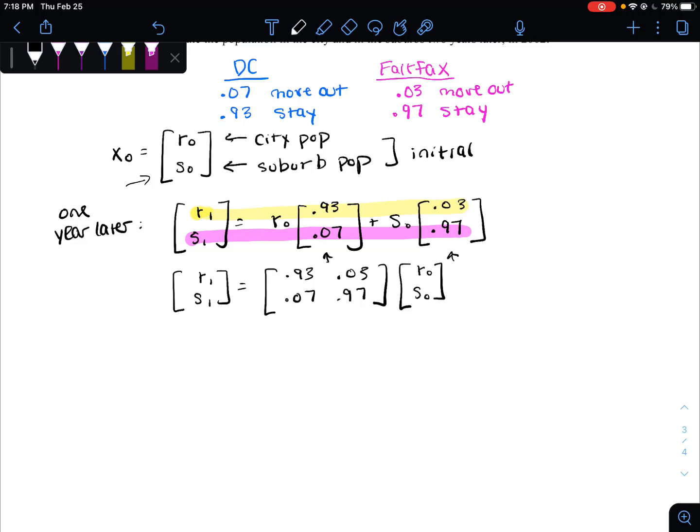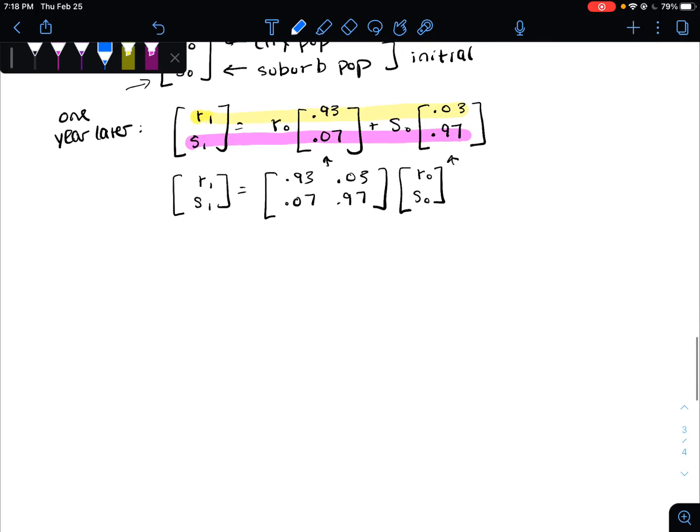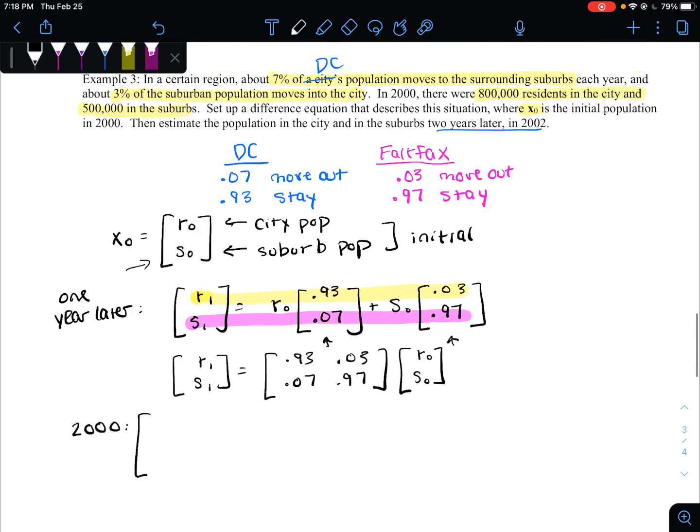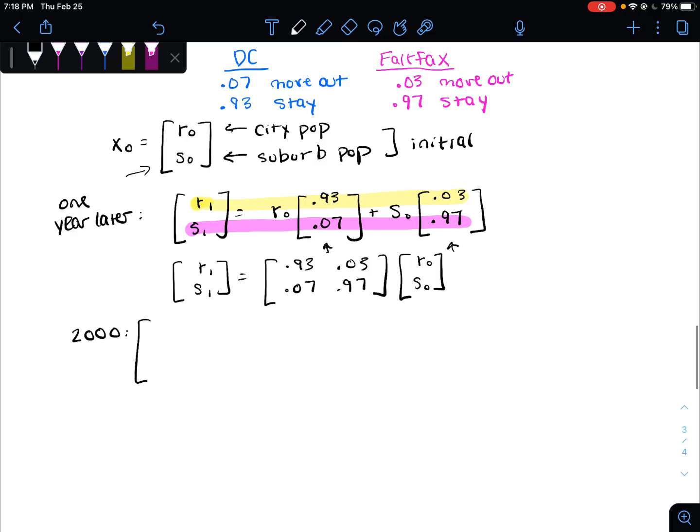Okay, so what we could do, if we want to find, I think this problem asked us to estimate the population in the city and the suburbs 2 years later, in 2002. So they told us that in 2000, the population was 800,000 in the city and 500,000 in the suburbs. So that's the initial population.